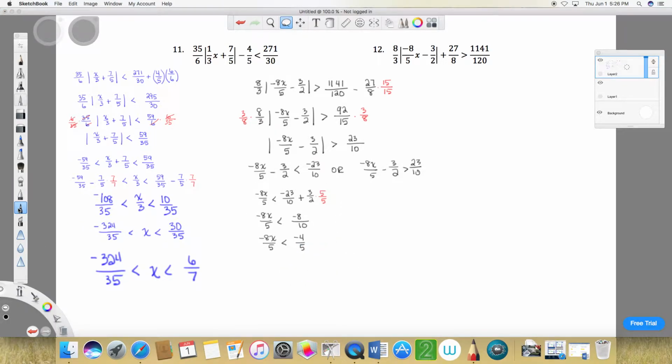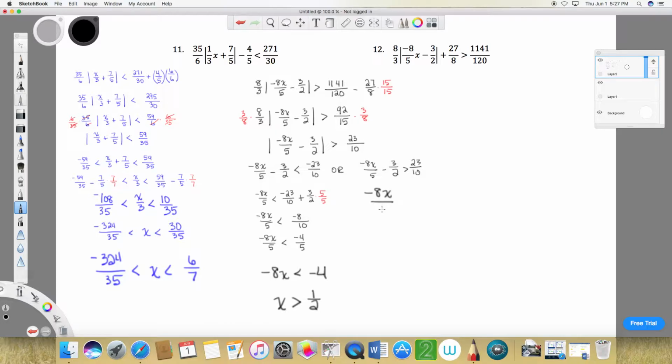And what do I get? I get negative 8x is less than negative 4. If I divide both sides by a negative 8, I have to change the direction of the arrow, and negative 4 divided by negative 8 reduces to 1/2. All right, so let's come over and solve this second part of this compound inequality. Very similar to the other one.